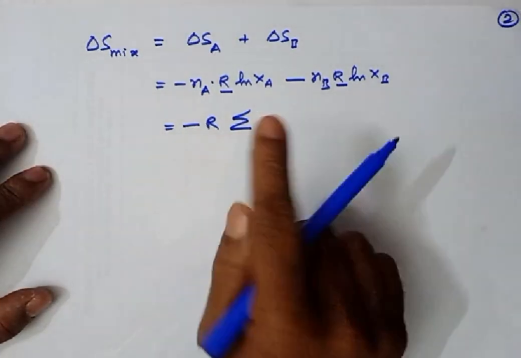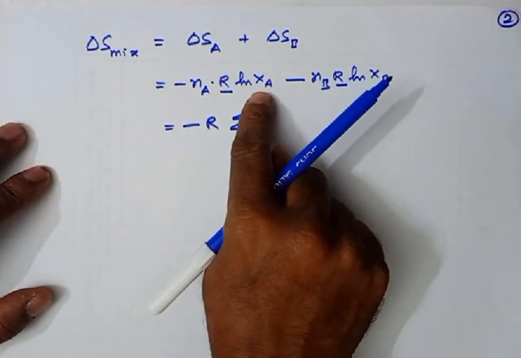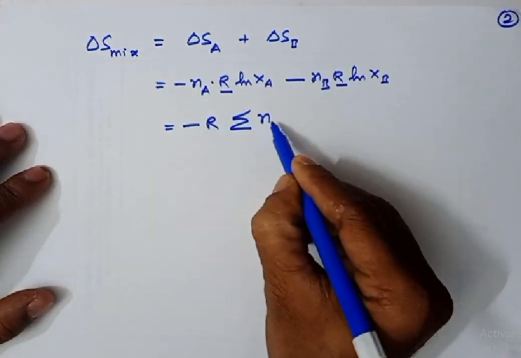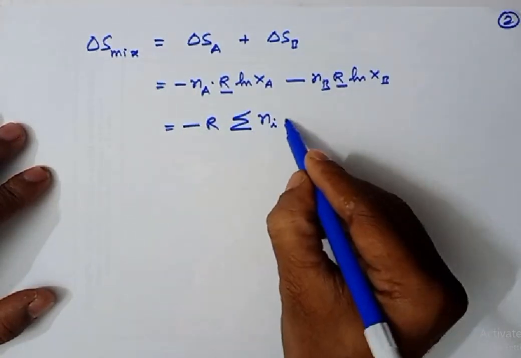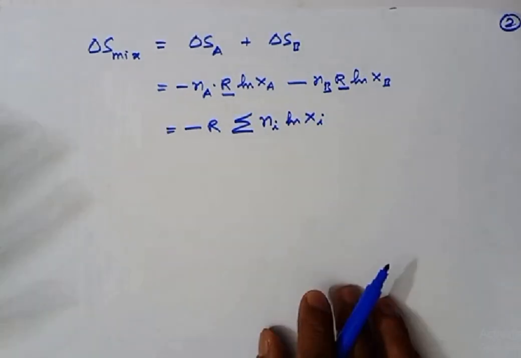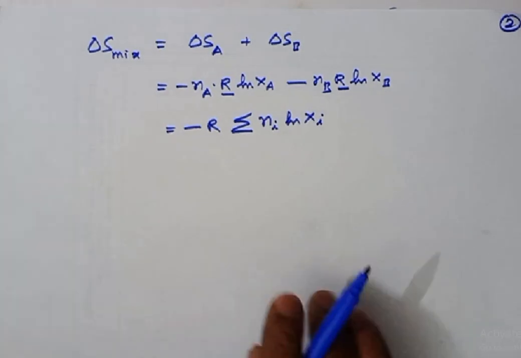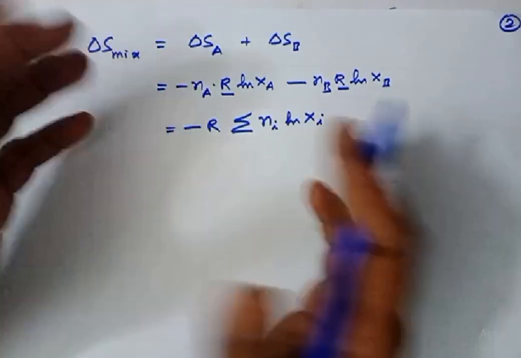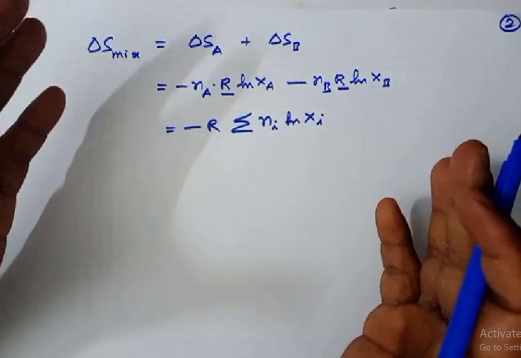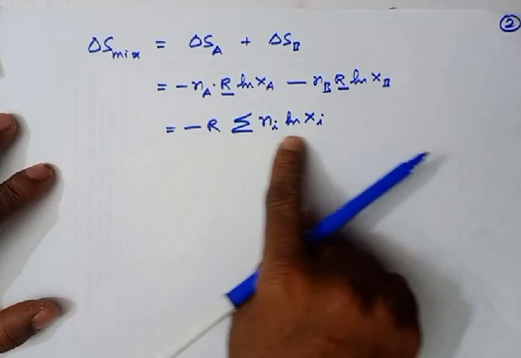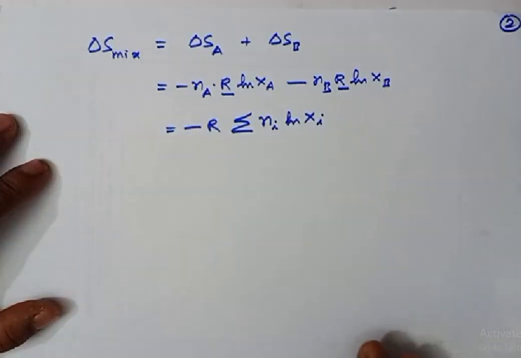Listen, minus R summation. You need not write for gas A and gas B separately. You can write in general like this: number of moles of the ith gas into ln xi. Here I took only 2 gases and mixed them. You can take 3 gases, you can even take 100 ideal gases and mix them. This is the general formula for mixing.